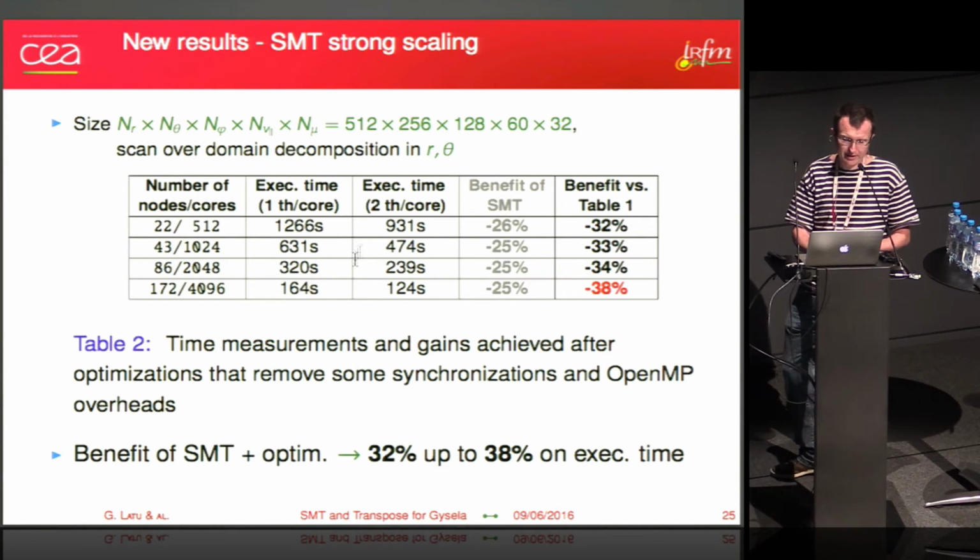Now, if we compare the execution we have with SMT compared to the first timings we have without SMT, we see that we have improved the timings a lot. And what is also very important is that the more cores we have, the more we gain. So we have the best results here for the largest configuration, so it helps to scale also.